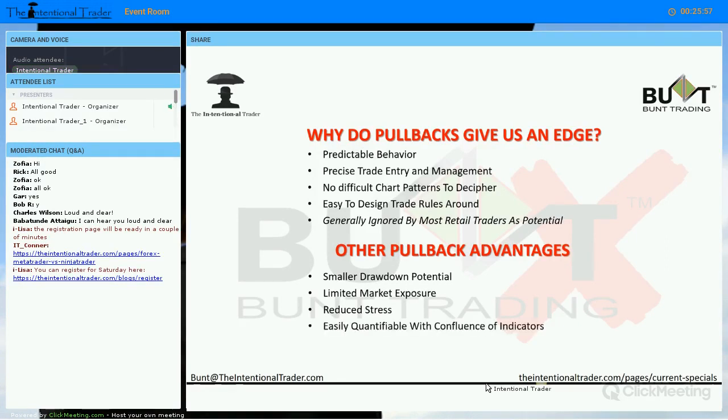And it's easy to quantify when these pullbacks are likely to occur because we have lots of different data sources, and when they all suggest the same thing, that exhaustion has set in and it's likely that price is going to turn, and they all agree with each other, it makes it real easy to make a decision.